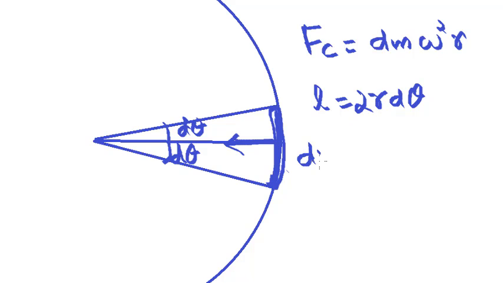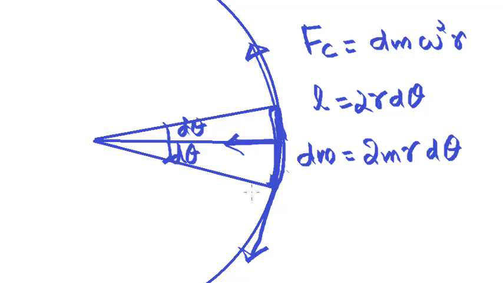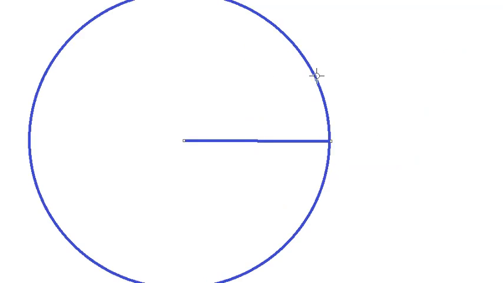Now what is the mass of that one? Mass is linear mass density into length. So that will give you 2mr d theta. So this becomes the mass of the section. Now where is tension acting? Tension will be acting tangentially like this. So this is tension, and this is also tension. Now you need to find out the resultant of the tension. Now tension will act tangentially. So this is how tension acts on one side, and this is how tension acts on the other side.